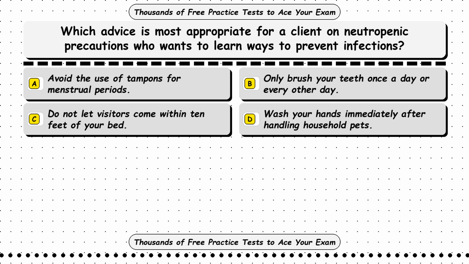Question 18. Which advice is most appropriate for a client on neutropenic precautions who wants to learn ways to prevent infections? Option A. Avoid the use of tampons for menstrual periods. Option B. Only brush your teeth once a day or every other day. Option C. Do not let visitors come within 10 feet of your bed. Option D. Wash your hands immediately after handling household pets.